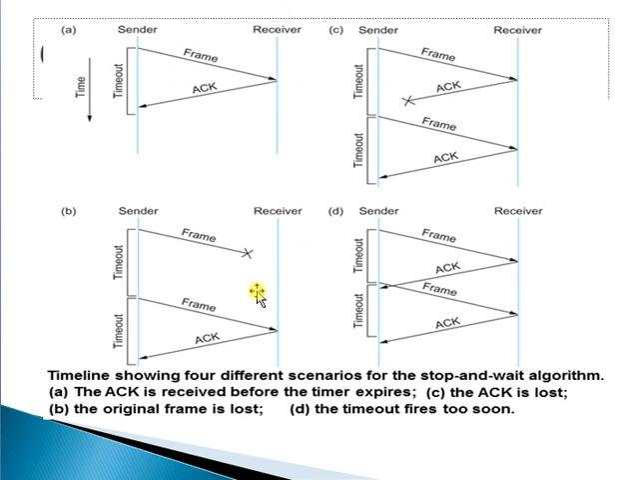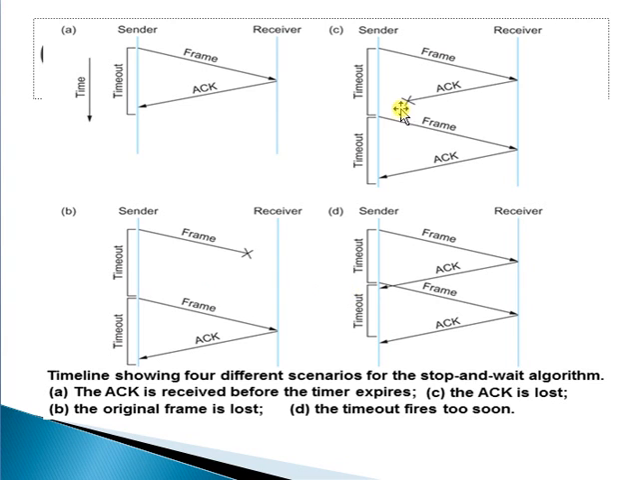In the next case, the original frame is lost. That means a frame that has been sent from sender to receiver has been lost. Hence the sender sends the frame again after some amount of time. The timeout is actually 2 times RTT, where RTT indicates round trip time.